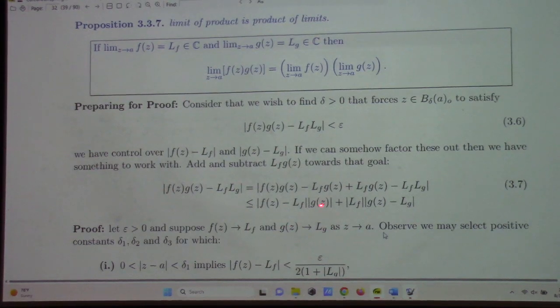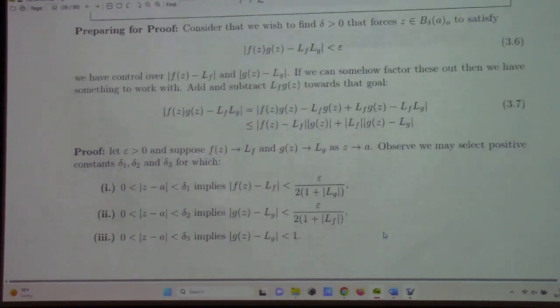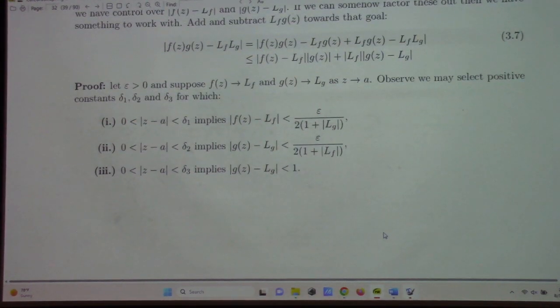Anyway, so of course g of z goes to L sub g, I should say. In the limit, that goes to L sub g. So you play this game, you have to pick 3 deltas, like this. This is not my proof, guys, either. This is a proof I found on a wiki article somewhere.